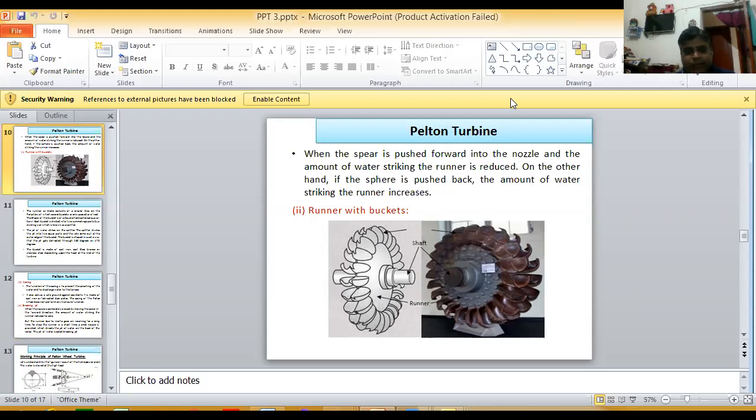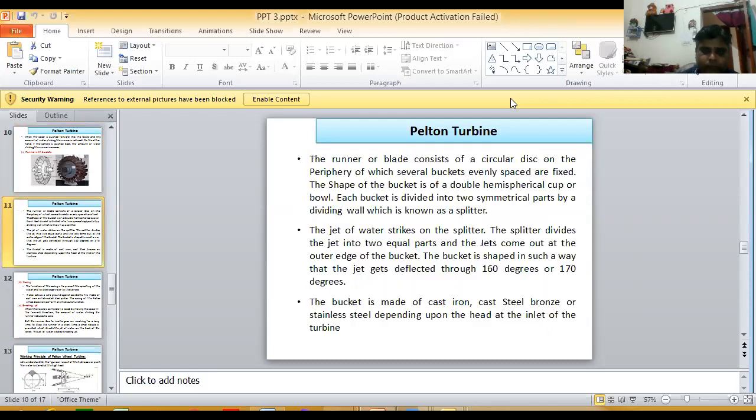Second, this diagram shows the runner with buckets. Now, the runner or blade consists of a circular disc on the periphery of which several evenly spaced buckets are fixed. The shape of the bucket is a double hemispherical cup or bowl. Each bucket is divided into two symmetrical parts by a dividing wall, which is known as a splitter.